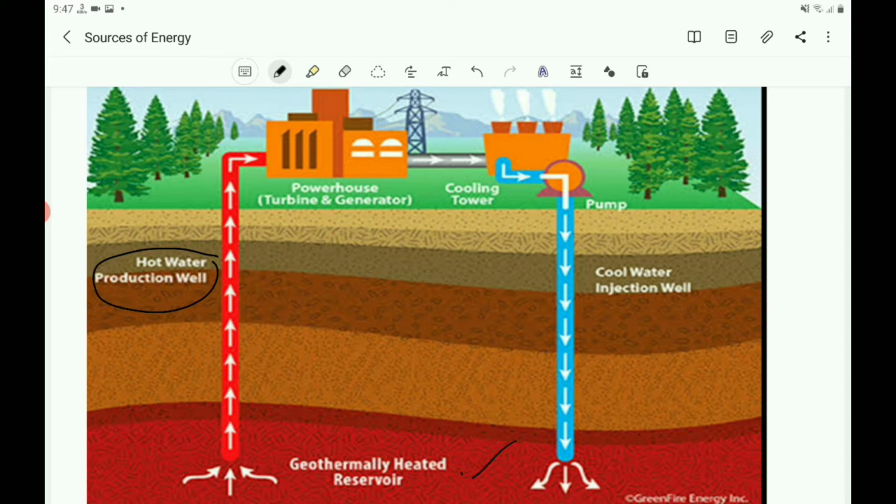The steam trapped in rocks is routed through a pipe to a turbine and used to generate electricity. See here, the hot water production is there, and that is routed through a pipe to a turbine, which is in the powerhouse generation station, and it is used to generate electricity.